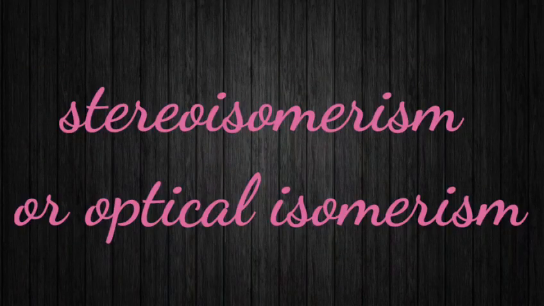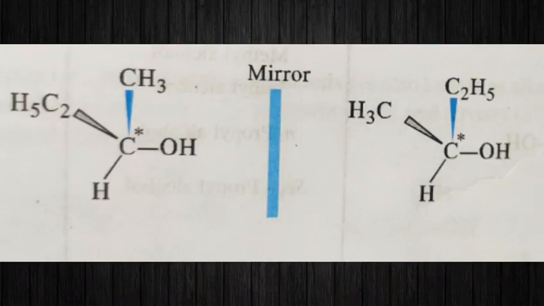Now students, if I talk about stereoisomerism or optical isomerism, then the members of the family with a chiral carbon atom also show optical isomerism in their molecules. This is the example of optical isomerism in which butan-2-ol exists as two enantiomers, which is represented by the Fischer formula.